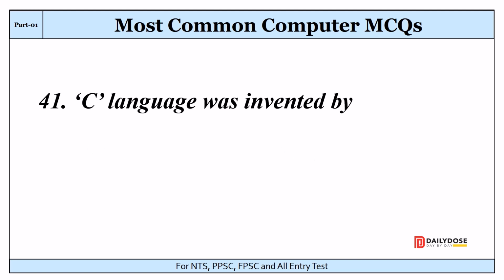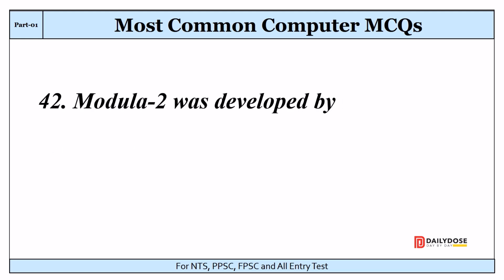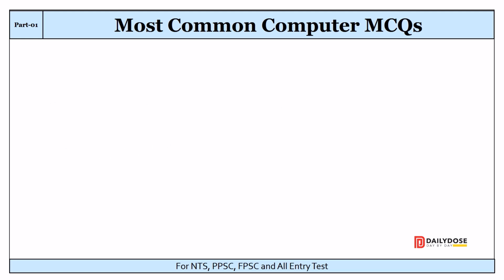C language was invented by Dennis M. Ritchie. Modula 2 was developed by Nicholas Wirth.